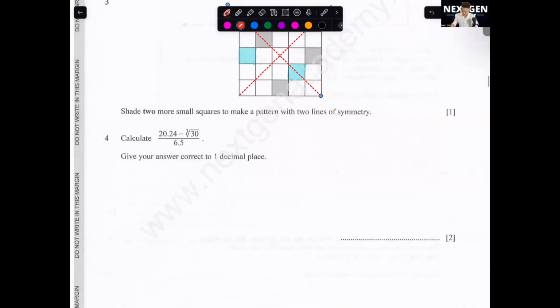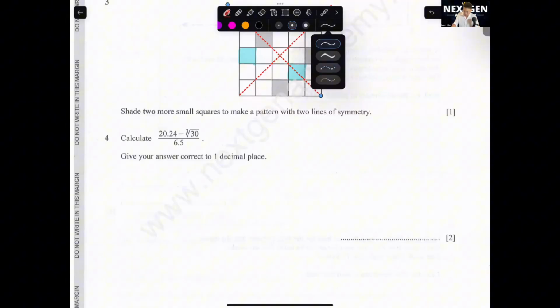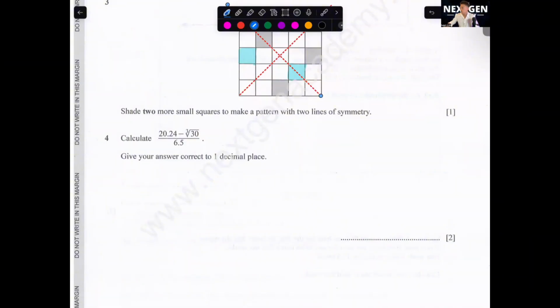Next one. Calculate 20.24 minus cube root 30 over 6.5. Correct it to 1 dp. This one, just type into your calculator. If you do not type, please show me how you all type into your calculator. You should get 2.64. By the way, before you all do the value, please write a few more decimal places first. So if you copy down whatever that is on your calculator, it will be 2.635810.384. You don't have to write until so many. You can just write maybe 1 or 2 more decimal places. Let's say we write 2.636. Then you round it up, you write like that, 2.6 to 1 dp.